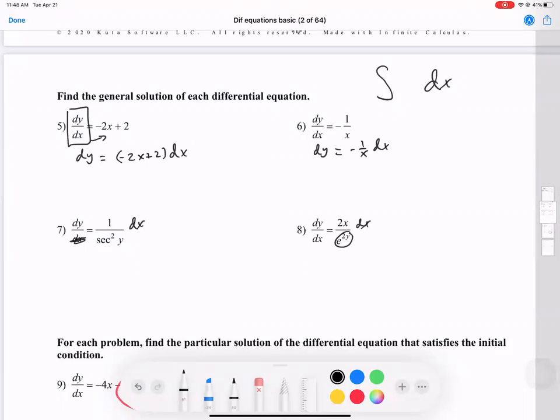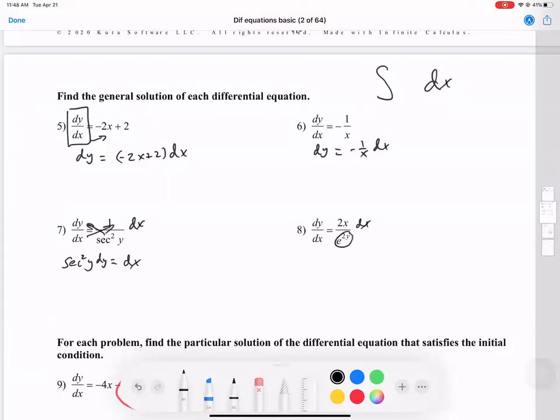So for number 7, I would not only move the dx to the right, I would also move the y to the left. Opposite of divide is to multiply. This is going to be secant squared y equals 1 dx. Do I really need to write the dx? No. Let's show that again. What I did was I moved the dx over by multiplying it, and I multiplied the secant squared over by multiplying it. And I have one more thing I forgot to write, I'm sorry: the dy. So if you look, I moved all the x's to one side and all the y's to the other.